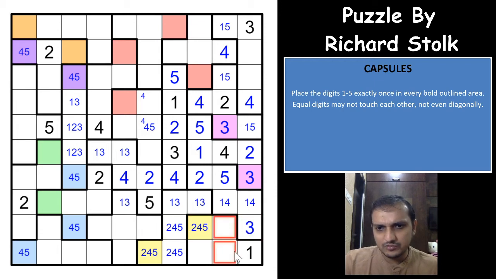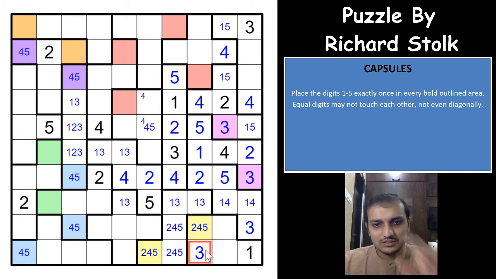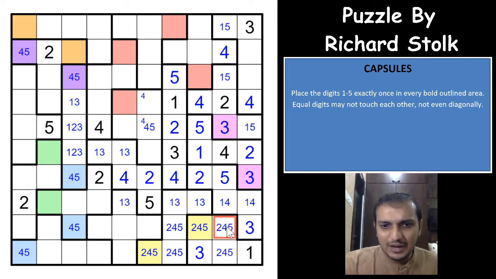3 cannot be in any of these 2 cells, and we have already deduced that you cannot have a 3 in these yellow cells. So 3 would have to be here. This is really helping us, guys, and these 3 cells would have to be 2, 4, 5. I am 100% sure the markings that we have done is really helpful. And guys, that is awesome. I didn't see that earlier.